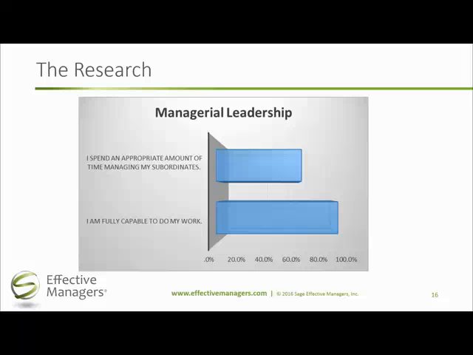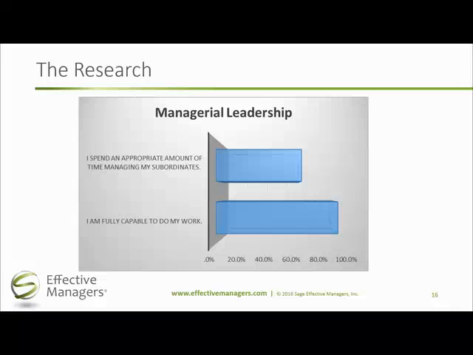99.4% of managers feel that they're fully capable to do their work. I love that. That's a confident workforce. Managers do feel confident, and that's a good thing. They've fought their way to that role. They've applied for that role. They've been the successful person assigned that role, and they feel they have the capability to do the work.